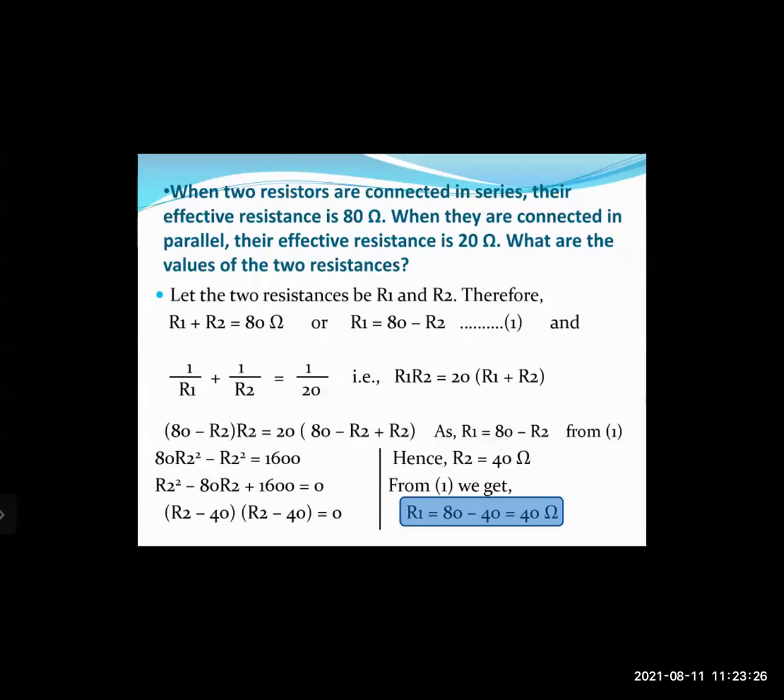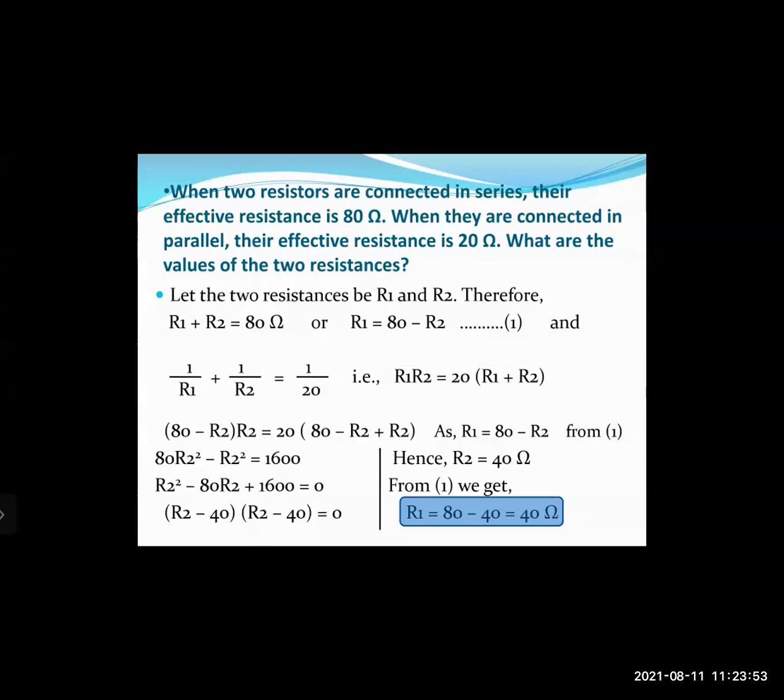Okay, so we can get the value of R1 as 80 minus R2 indirectly. And 1 by R1 plus 1 by R2 is 1 by 20. This is for the parallel combination. We have seen when they are connected in parallel, their effective resistance is 20 ohms. That means 1 by Rp is equal to 1 by 20. So if you rearrange this, R1 into R2 equals 20 into R1 plus R2 on solving this, right?